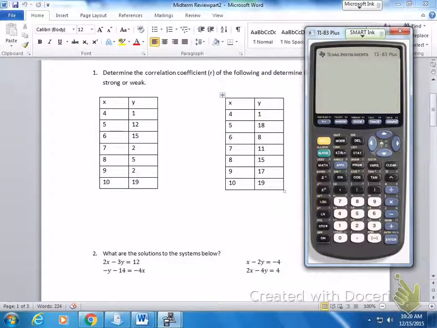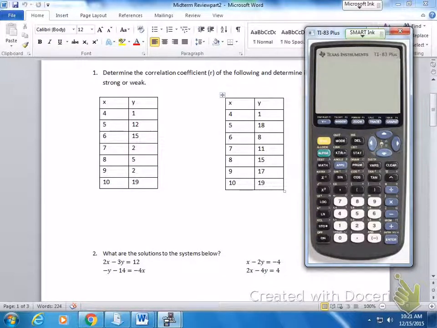All right, guys, so this is the second part of the midterm review. The first part has to do with calculators, so we'll go ahead and do that one. It says determine the correlation coefficient, which is R, of the following, and determine whether or not it's strong or weak. Now, they're not going to tell you find R. They're going to say correlation coefficient, so make sure you know that, because if you do, it's a fairly easy problem. Now, this is on our calculator.